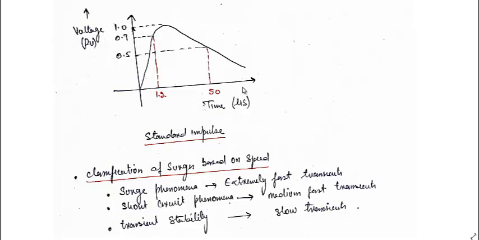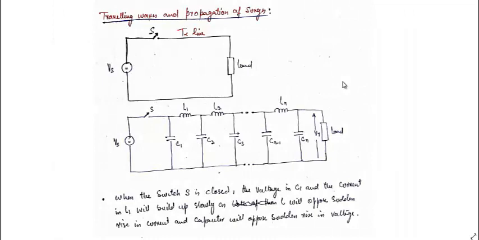So here we are talking about the extremely fast transients, these two, which we have already covered in the stability study. Now the traveling wave concept. What does this traveling wave, or the propagation of surge, mean? Please try to understand this.